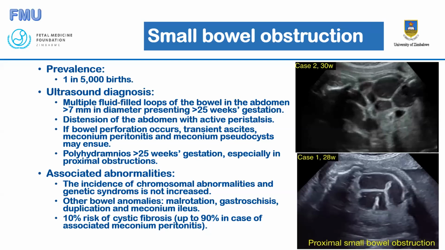Then other bowel anomalies, malrotation, gastroschisis, duplication, meconium ileus, may be associated with obstruction. Then there is always a 10% risk of cystic fibrosis, and up to 90% in cases of babies associated with meconium peritonitis. Be aware of this, especially if you are dealing with a Caucasian couple or a Caucasian mother.